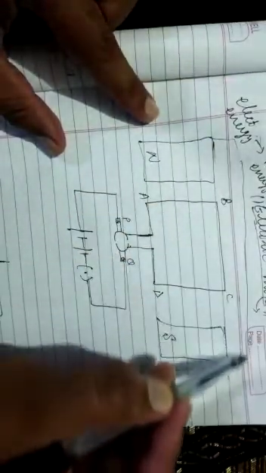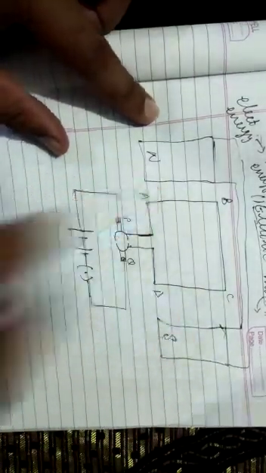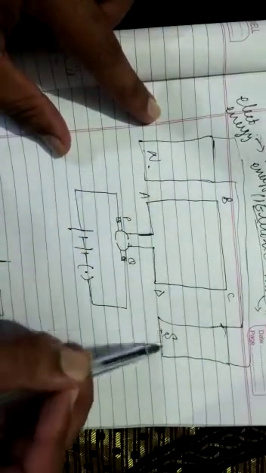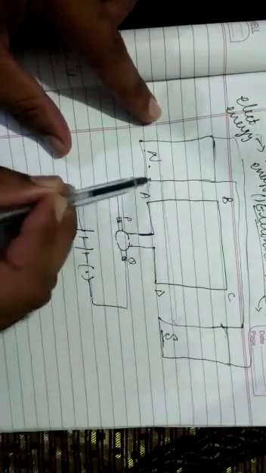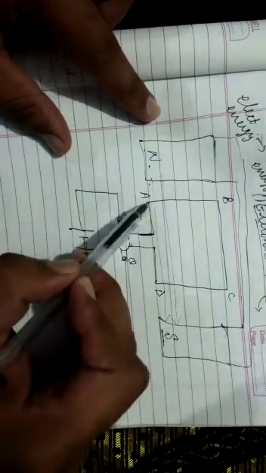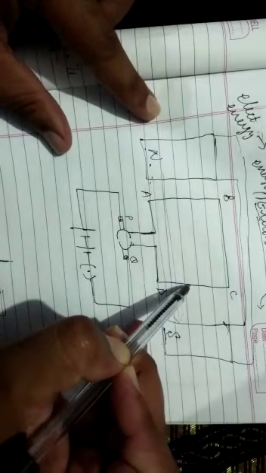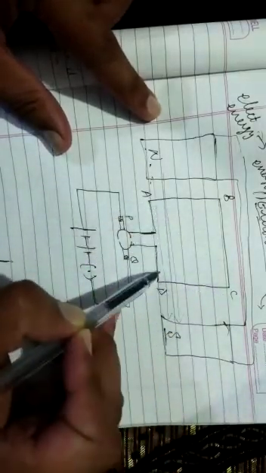Actually, this is a U-shaped magnet. I haven't shown it fully. In this U-shaped magnet, this is the north pole and this is the south pole, and magnetic field lines are going from north towards south. Now this is the conductor ABCD. This rectangular coil is the conductor.